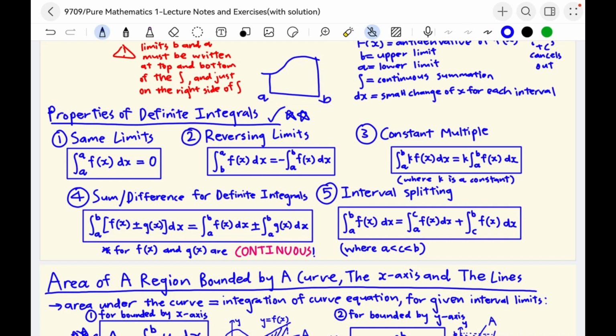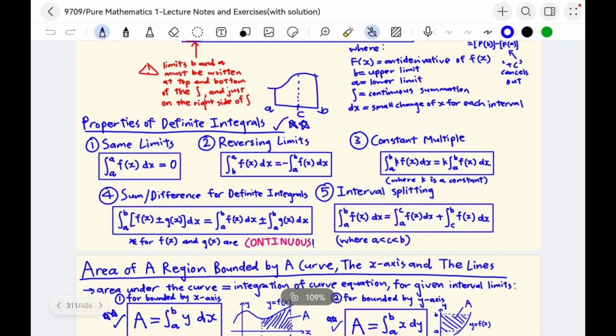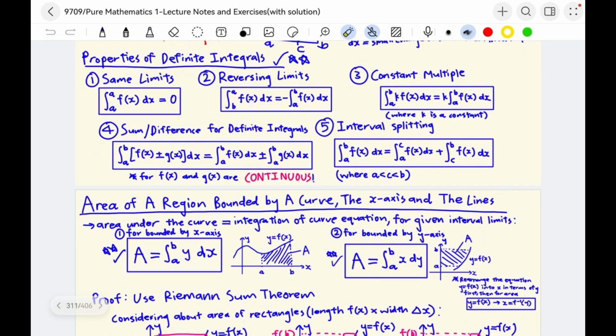So let's label c anywhere around here. c must be in between a and b in order for this interval splitting to be valid.